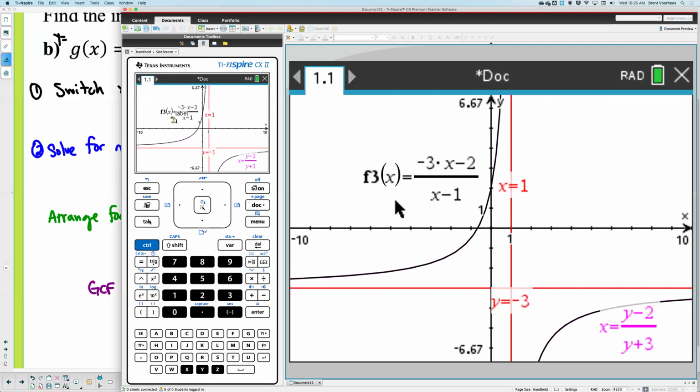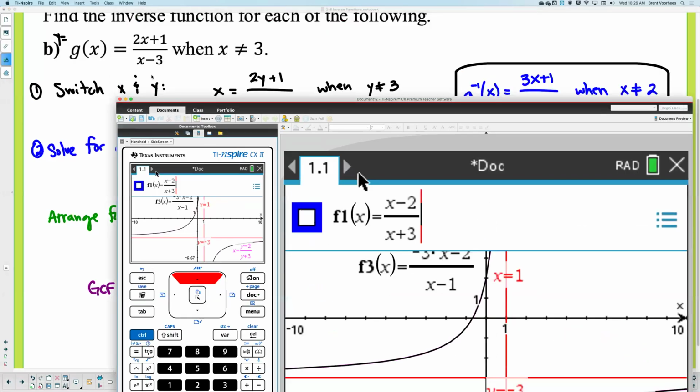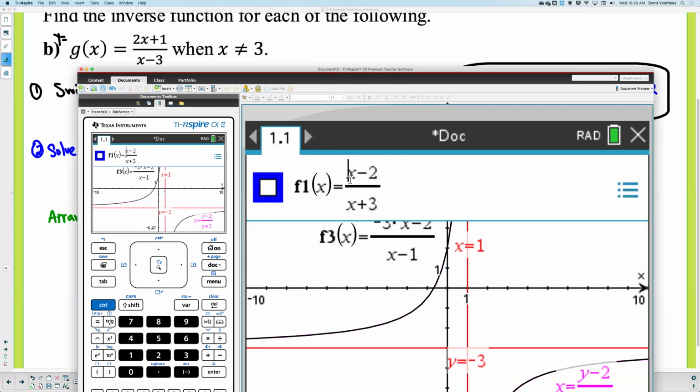Let me come back to my equations. F1, I'm going to change to 2x plus 1, 2x plus 1 over x minus 3.